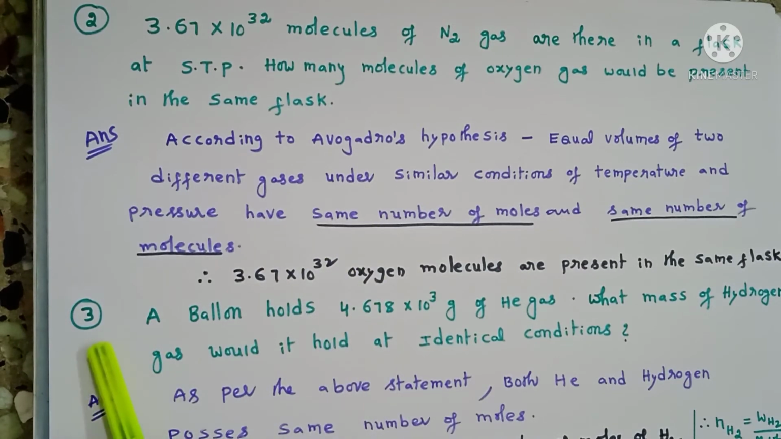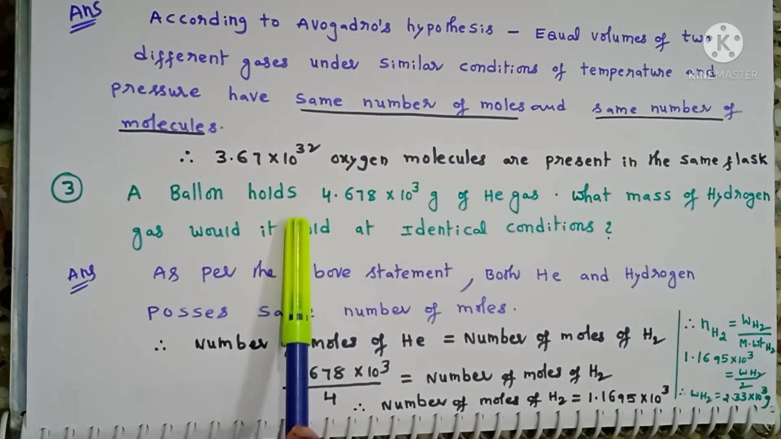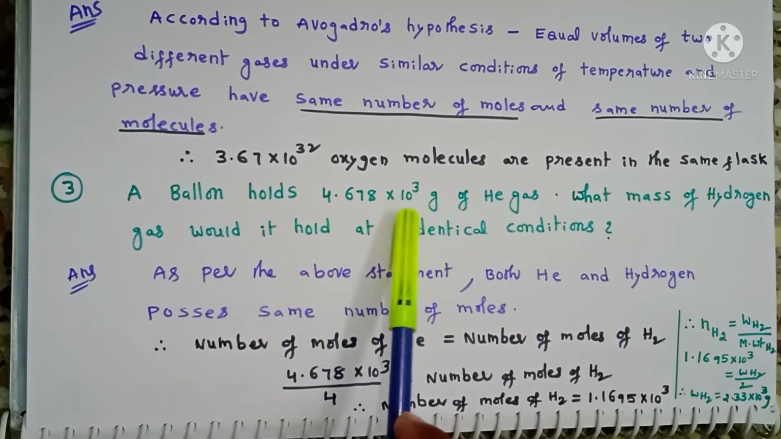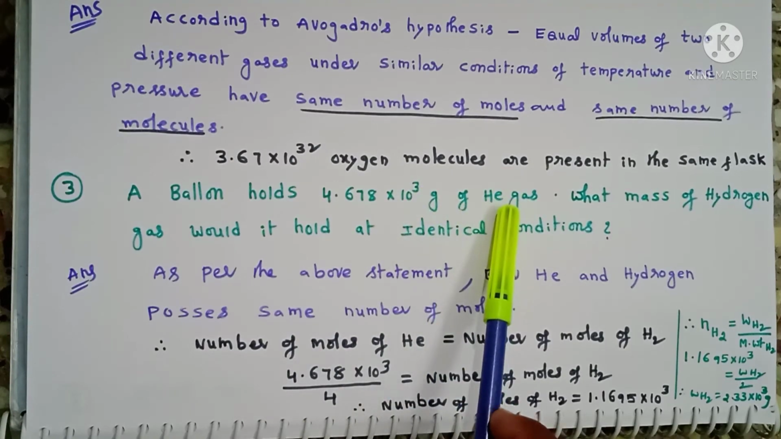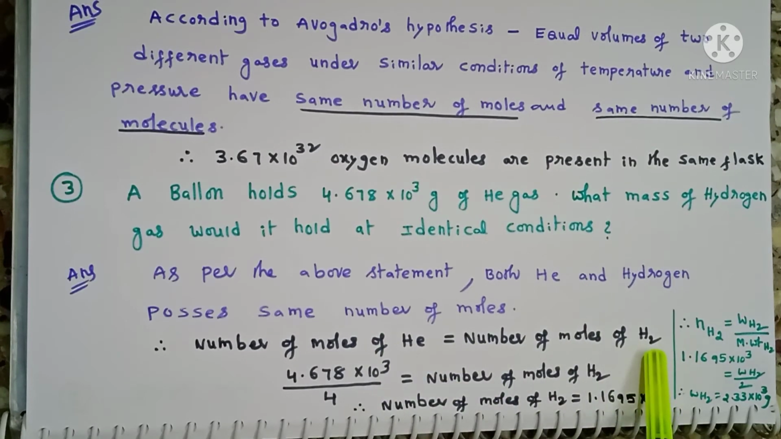Now coming to the next question. A balloon holds 4.678 × 10^3 grams of helium gas. What mass of hydrogen gas would it hold at identical conditions? As per the above statement, both helium and hydrogen possess the same number of moles because they are under identical conditions. So number of moles of helium equals number of moles of hydrogen.